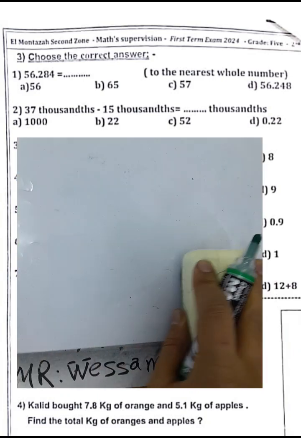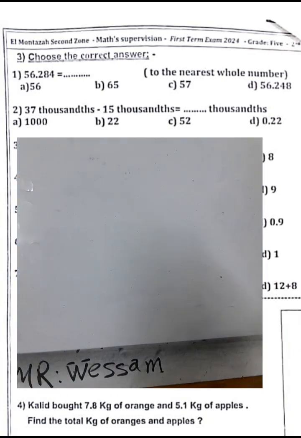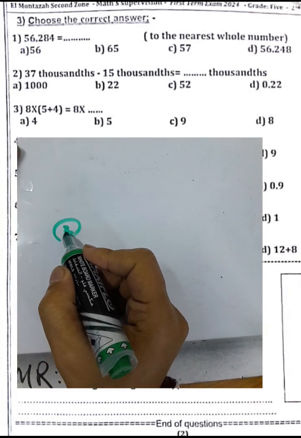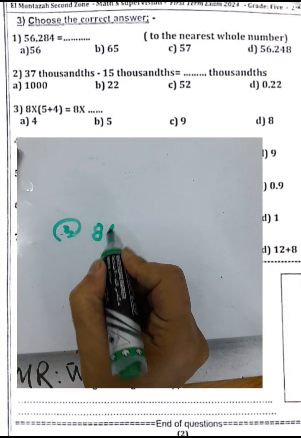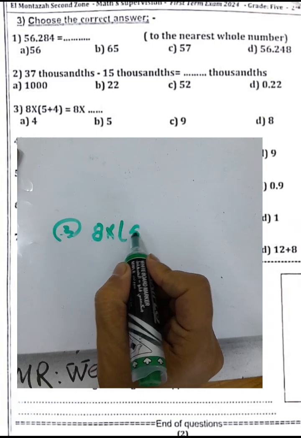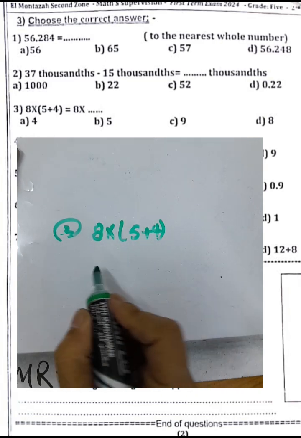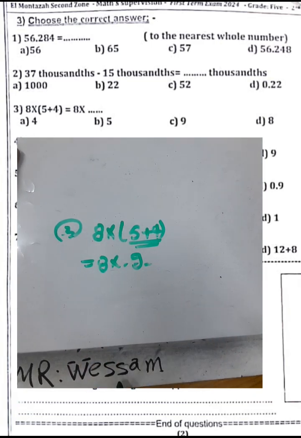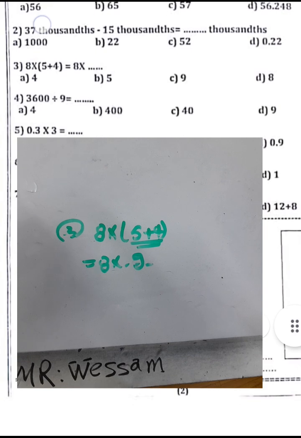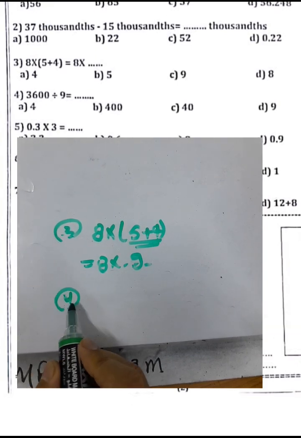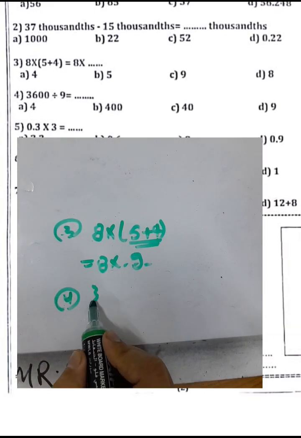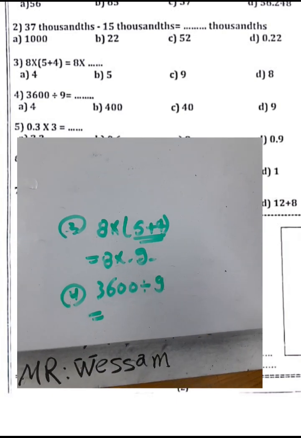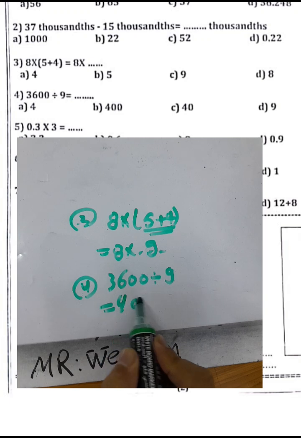Next example, number 3. 8 times space 5 plus 4 equals 9. The result will be 9. Question number 4. 3,600 divided by 9. 36 divided by 9 equals 4, and then write double zero. The result will be 400.